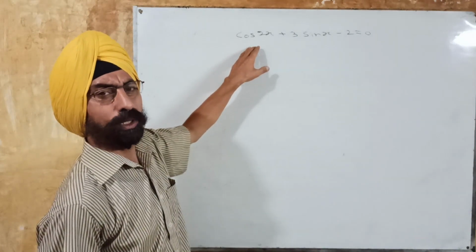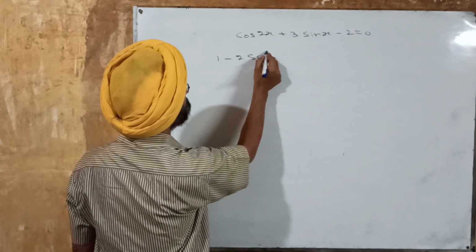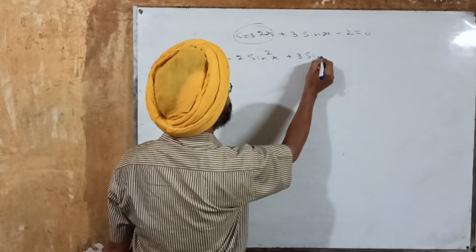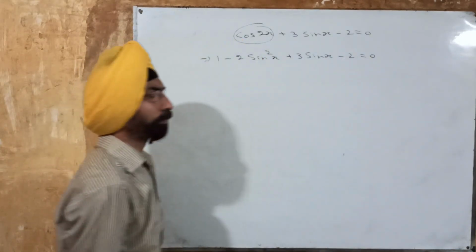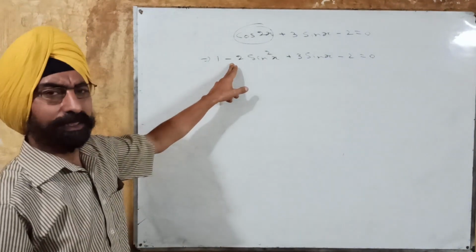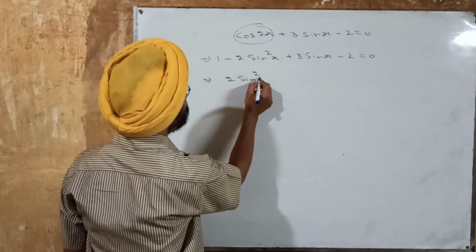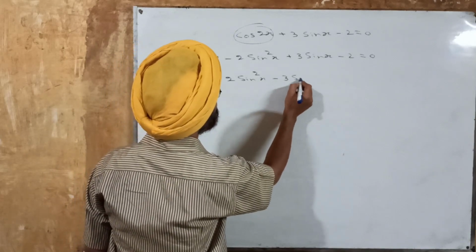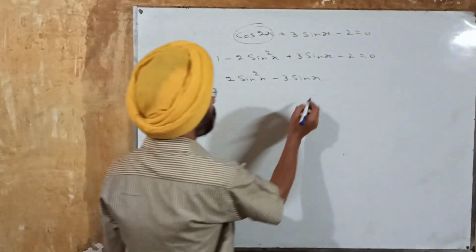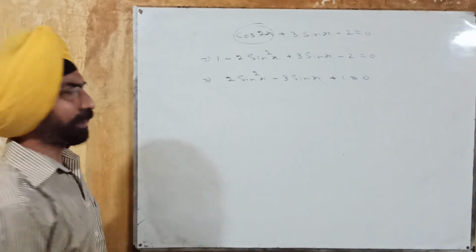We have to write this cos 2x as 1 minus 2 sin square x. So I'm writing this as 1 minus 2 sin square x, this is for cos 2x, and then plus 3 sin x and minus 2 is equal to 0. Multiply the equation throughout by a negative sign to eliminate this minus and rewrite it. So you will get 2 sin square x here, and this 3 sin x will become minus 3 sin x. This 1 minus 2 is minus 1, but you are multiplying by minus 1, so it will become plus 1 is equal to 0.